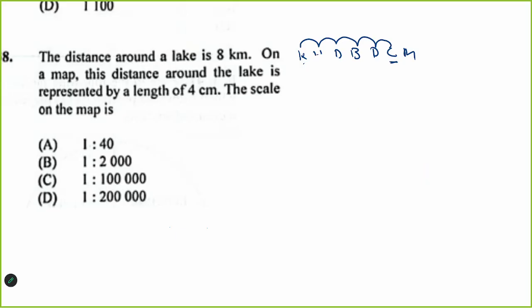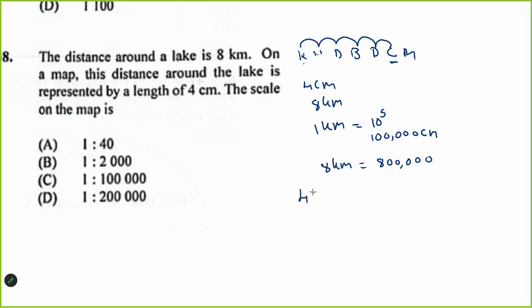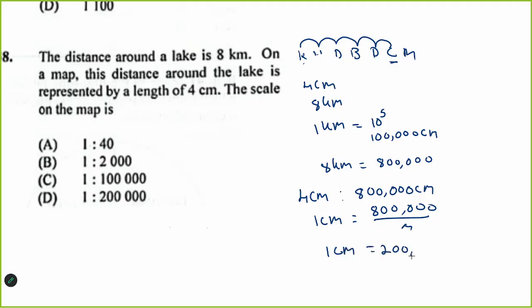Right? So first off, you would say that's 4 centimeters. And the actual distance is 8 kilometers. So we know that 1 kilometer is equals to 10 to the power of 5 or 100,000 centimeters. So 8 kilometers would be 800,000. Right? So for every 4 centimeters would be 800,000 centimeters. You need to make sure that they are in the same unit, okay? So 1 centimeter would be 800,000. So you divide throughout by 4, you'll get 1 centimeter is equals to 200,000 centimeters. Right? So this would be a 1 to 200,000 ratio, which is D.